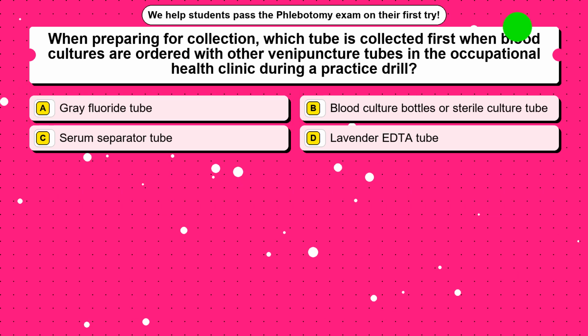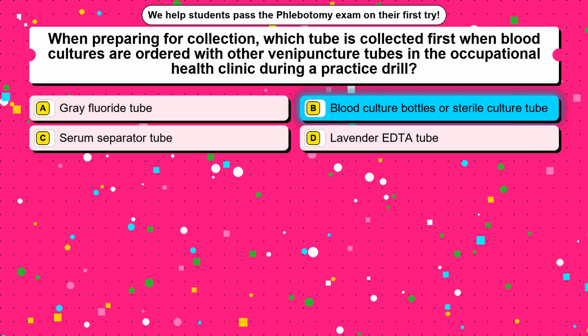Question 14. When preparing for collection, which tube is collected first when blood cultures are ordered with other venipuncture tubes in the occupational health clinic during a practice drill? Option A. Gray fluoride tube. Option B. Blood culture bottles or sterile culture tube. Option C. Serum separator tube. Option D. Lavender EDTA tube. The correct answer is option B.